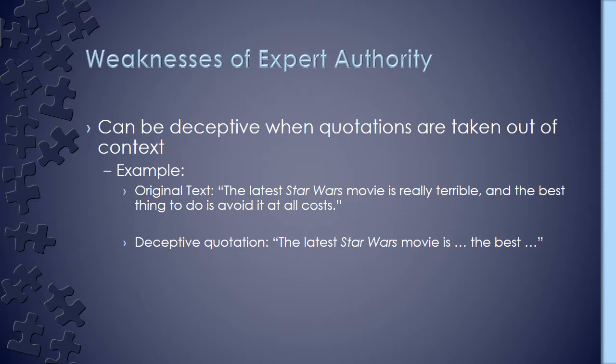So here's the example that I've given. The original text, your expert authority says, the latest Star Wars movie is really terrible, and the best thing to do is avoid it at all costs. But one can very deceptively quote this, take it out of context, and just say, the latest Star Wars movie is... the best. Obviously means the exact opposite of what the original was trying to say, but technically it's not misquoting. It's just quoting part of it and taking it out of context.